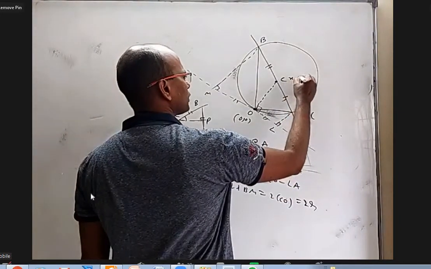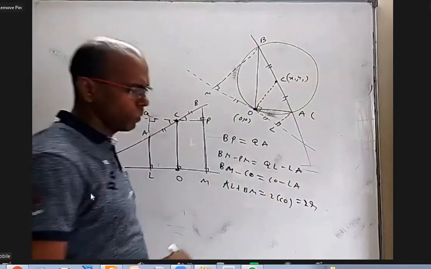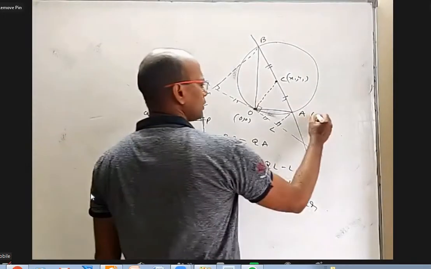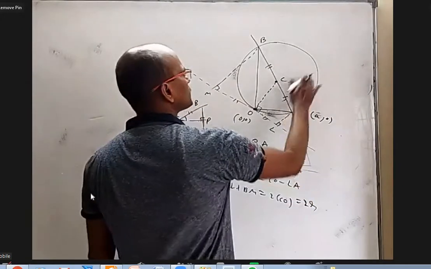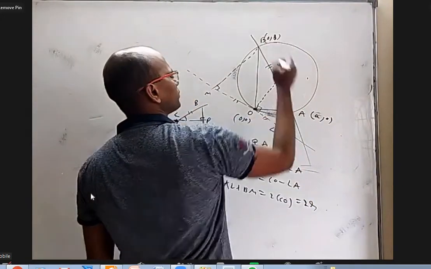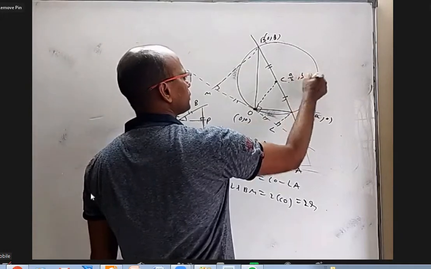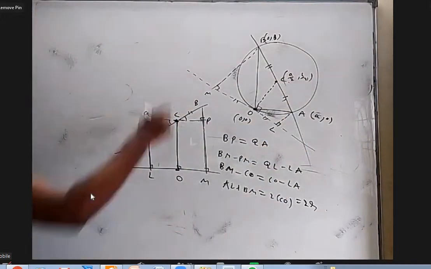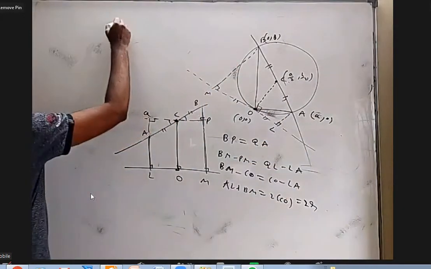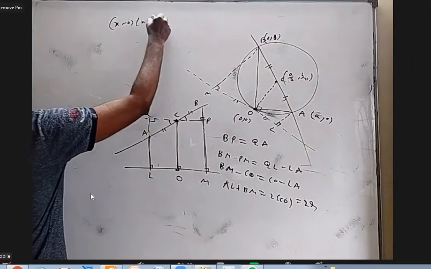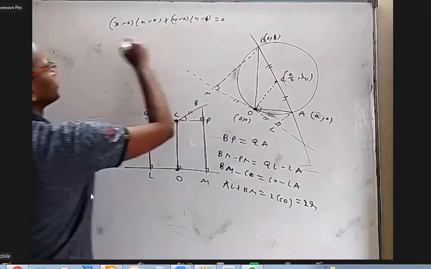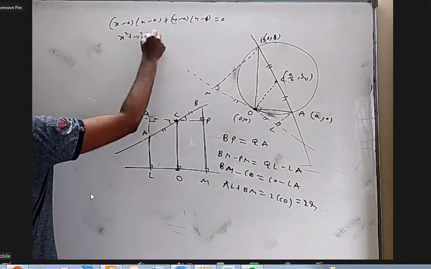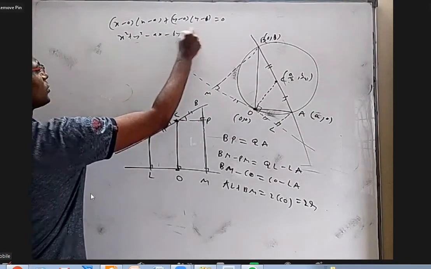This is x1, y1. I will simply take this as A, 0, and this as 0, B. That's sufficient. The midpoint will be a by 2, b by 2. What is the equation of the circle with these ends of the diameter? (x minus 0)(x minus a) plus (y minus 0)(y minus b) equal to 0. That is x square plus y square minus ax minus by.